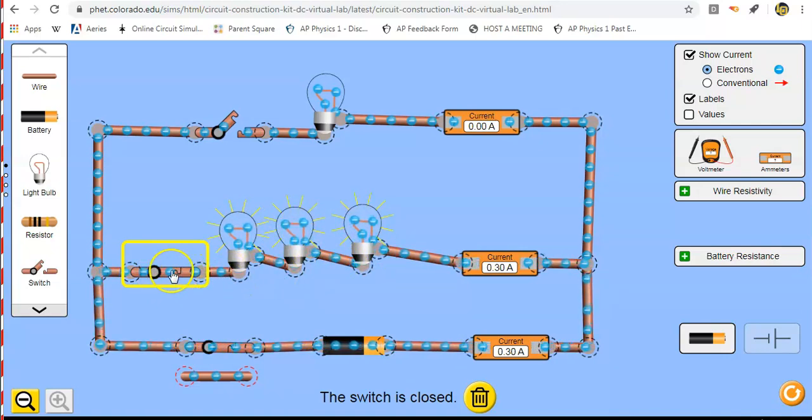For instance, if a bunch of electrons are moving through this light bulb, there couldn't be more or less going through this one, otherwise electrons would be piling up somewhere in the circuit. Electrons don't like to be near each other, so they're not going to pile up someplace.